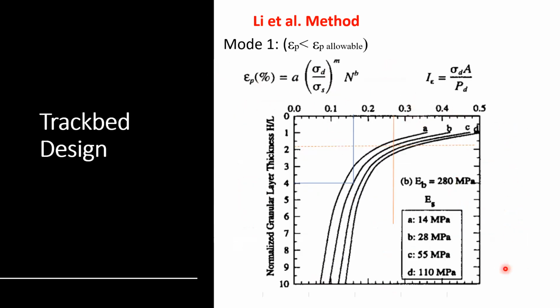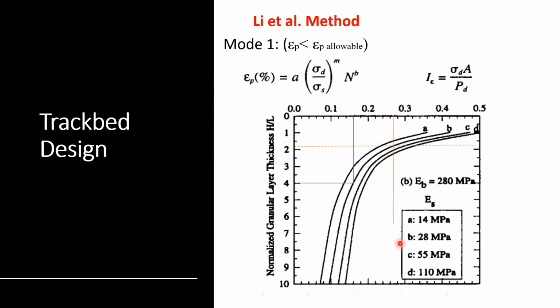And then in this chart here, you see a correlation between the influence factor and the granular layer thickness H over L for different subgrade stiffnesses. So basically with your I sub epsilon, which is your influence factor that you got, knowing your sigma D, knowing your dynamic load, the A and the L are just numerical factors that they developed for this method. So I believe the A was 0.5 and the L was 0.15, if I'm not mistaken.